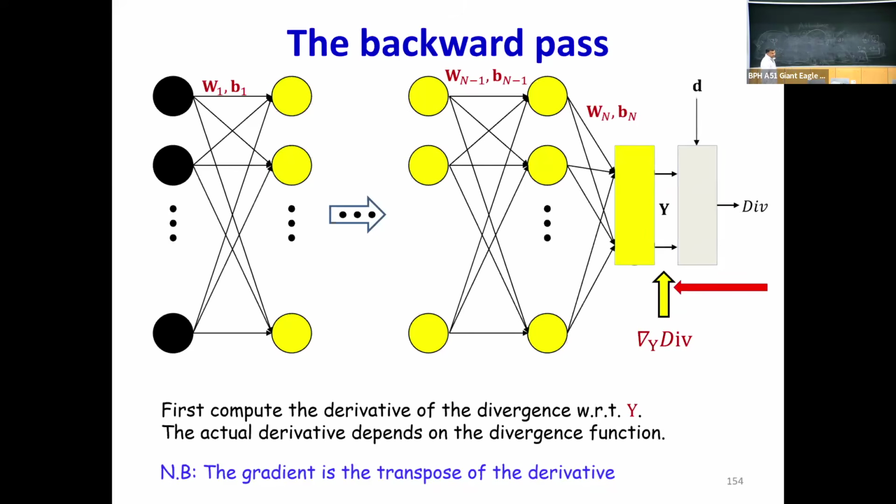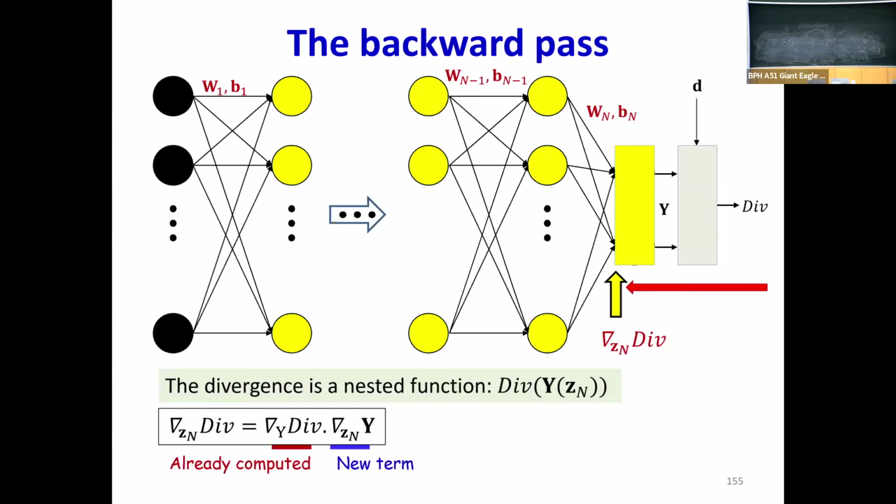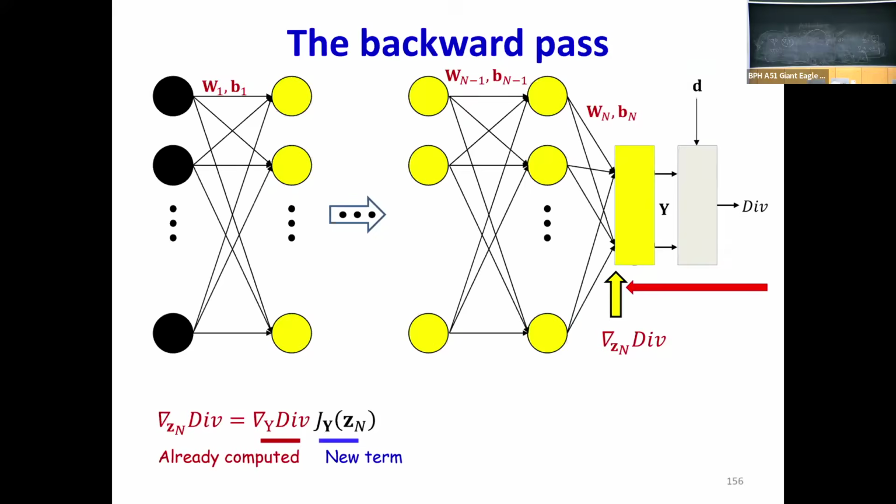To the right. Right. Yeah, you're going backwards. So this is going to be the derivative of y with respect to z. What is this? That's the Jacobian of the activation function, correct? And so I can just multiply that to the right. And now I have the derivative of the divergence with respect to z. Everybody with me? Okay, now, so I have the derivative of the divergence with respect to z. What is the derivative of the divergence with respect to the previous y?